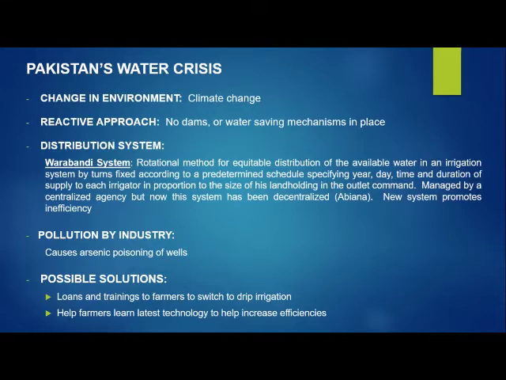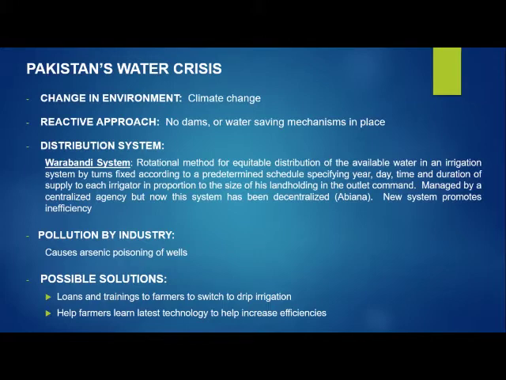In terms of water distribution, what happens on farms is a Vara Bandi system is used. According to this, it's basically a rotational method. So let's say there's a huge piece of land with 4 or 5 farm owners. They amongst themselves will determine a rotational schedule. So let's say on Monday, one of the farmers will get water. The next day, Tuesday, the next farmer will get water for his land, and so on and so forth.